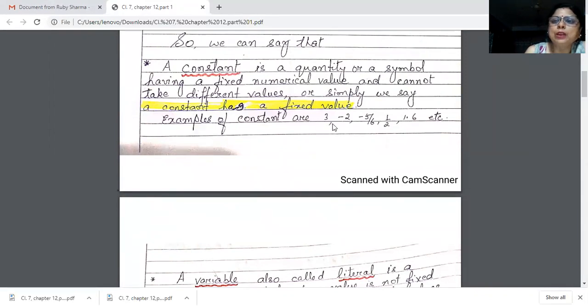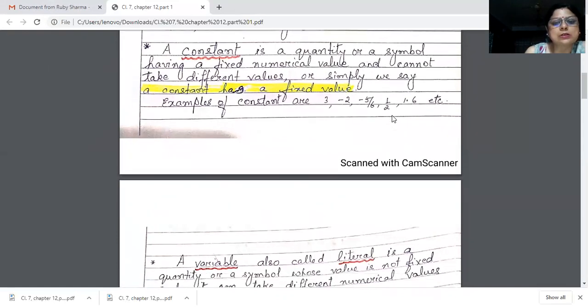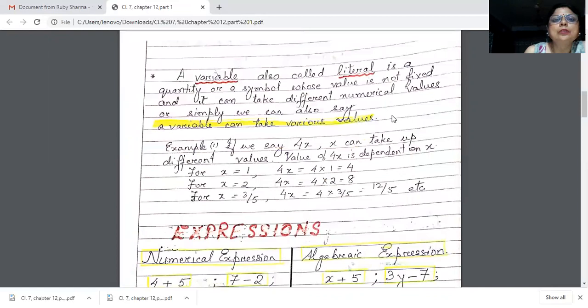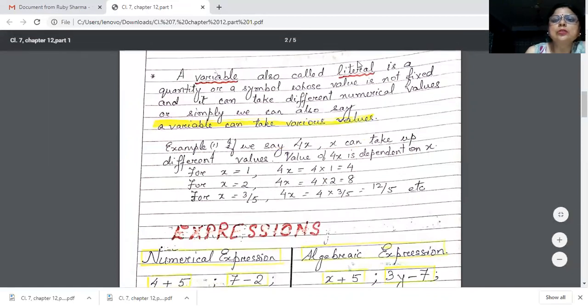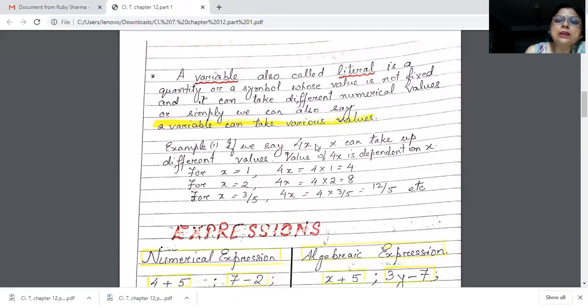Like we have 3, minus 2, an integer. Similarly, we have minus 5 by 6, half, a decimal number 1.6. All these values are fixed, and hence they are called constants. Whereas a variable, also known as a literal, is a quantity whose value is not fixed, and it can take various values. For example, when we say 4x, x can take up any value.